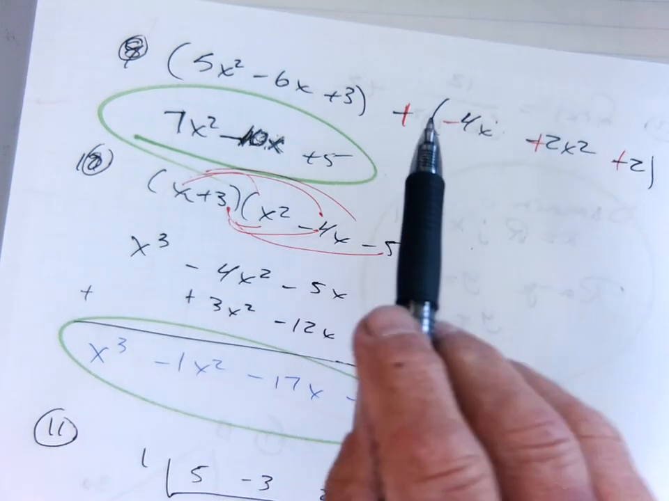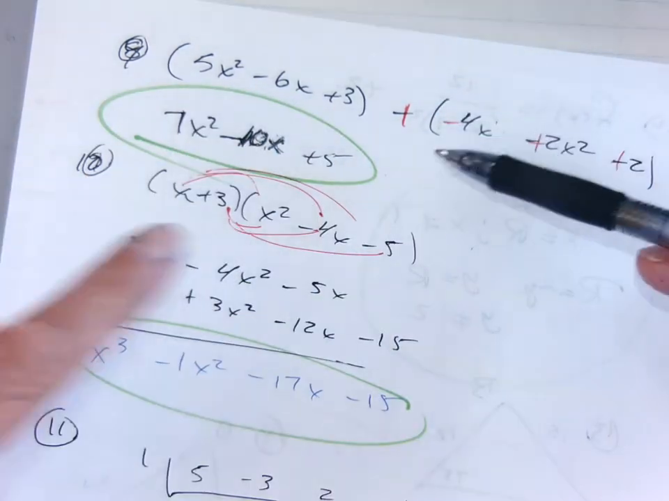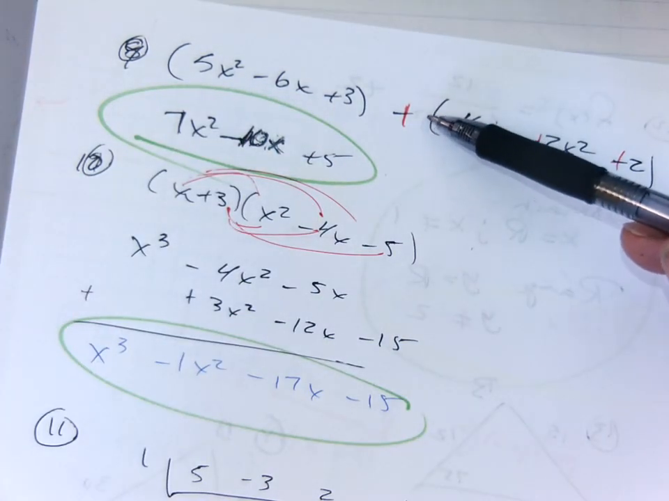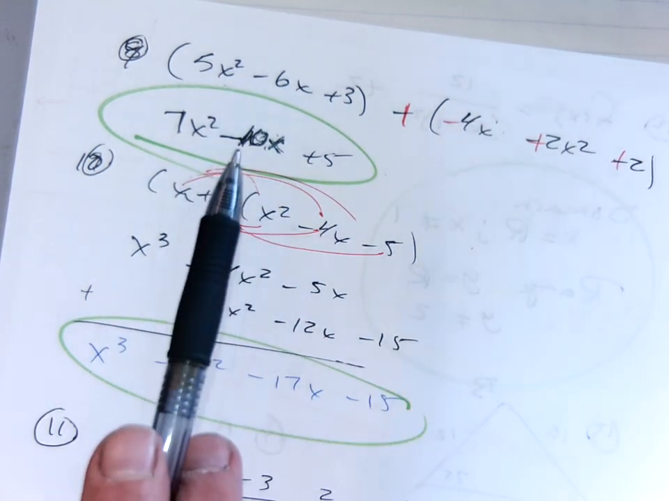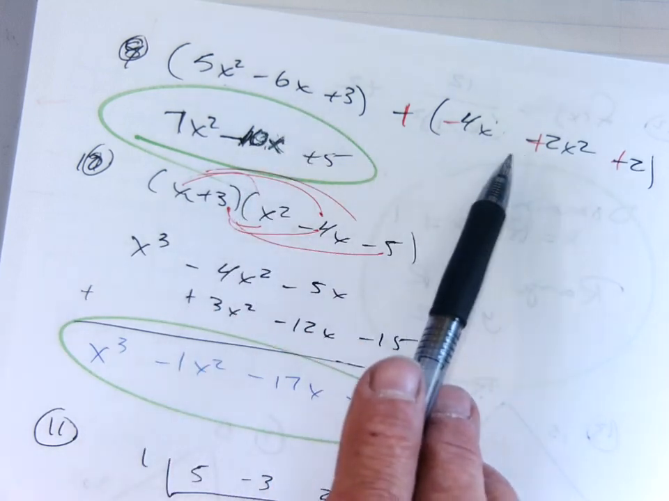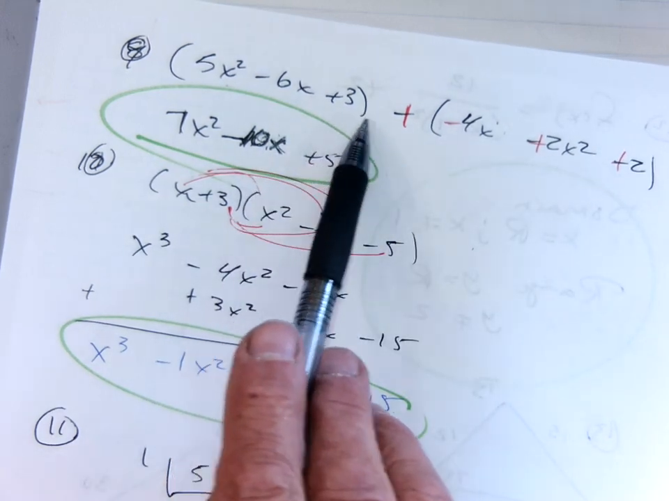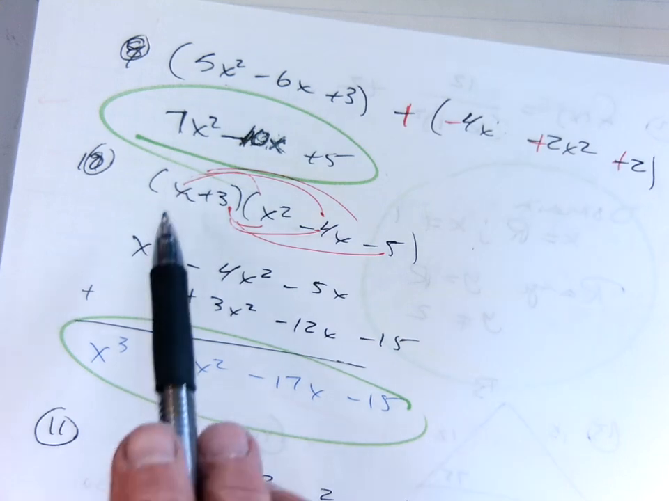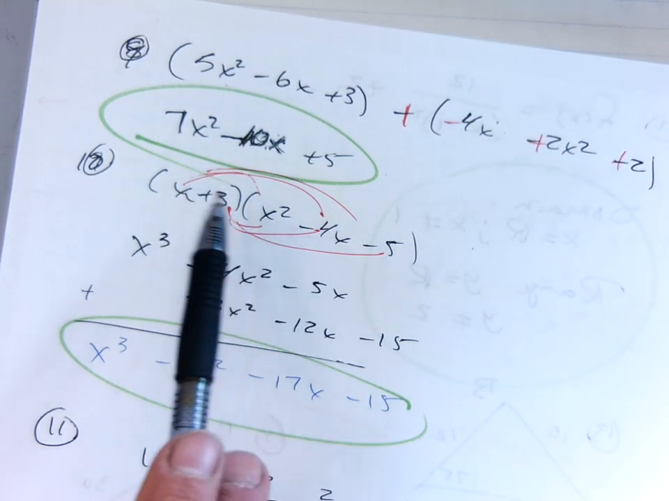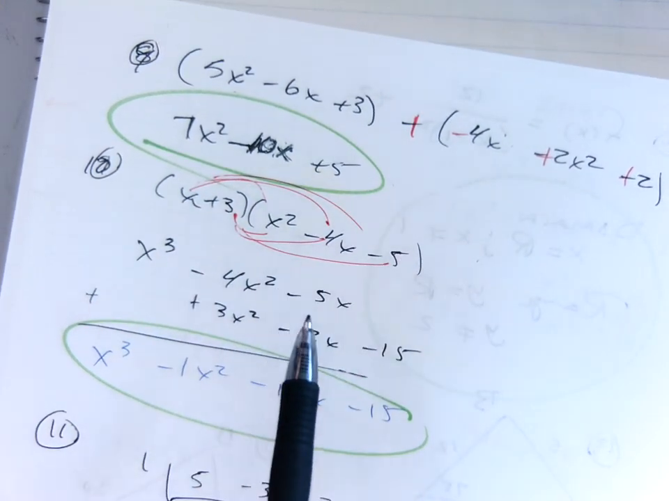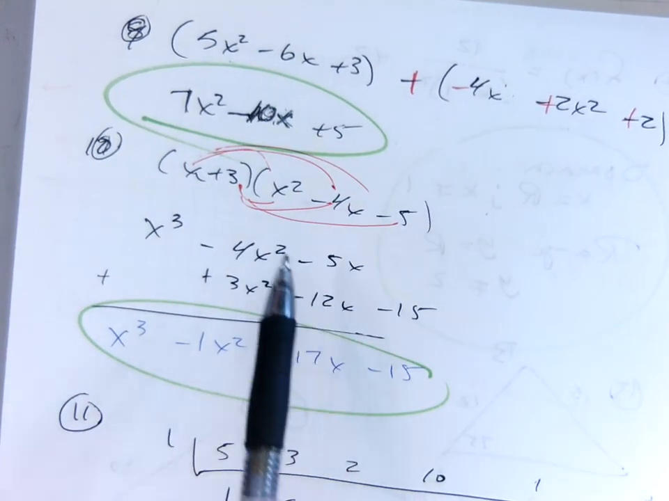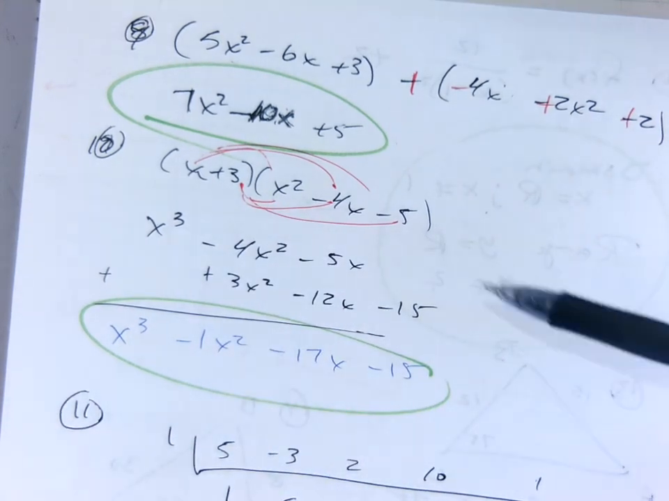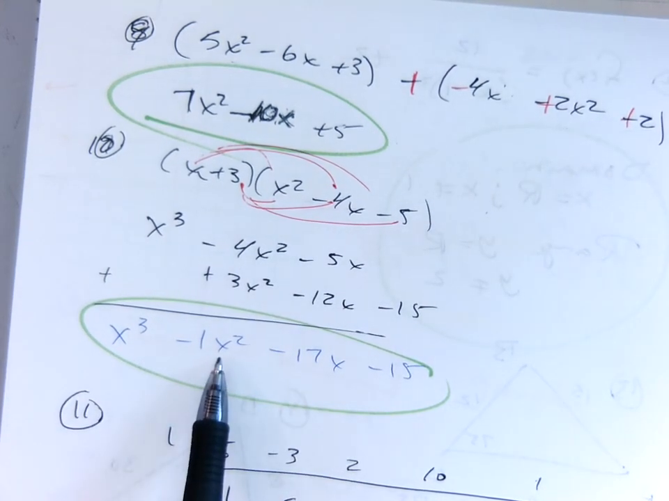So when I subtract groups, I like to change it to addition and push the negative through. It's just easier. So then I'm going to have a 7x squared. I'm going to get a -10x, and I'm going to get a 5. Okay. 10 is just a big FOIL, so x cubed minus 4x squared minus 5x plus 3x squared minus 12x minus 15. I just added like terms. So I get x cubed minus 1x squared plus 17x minus 15.